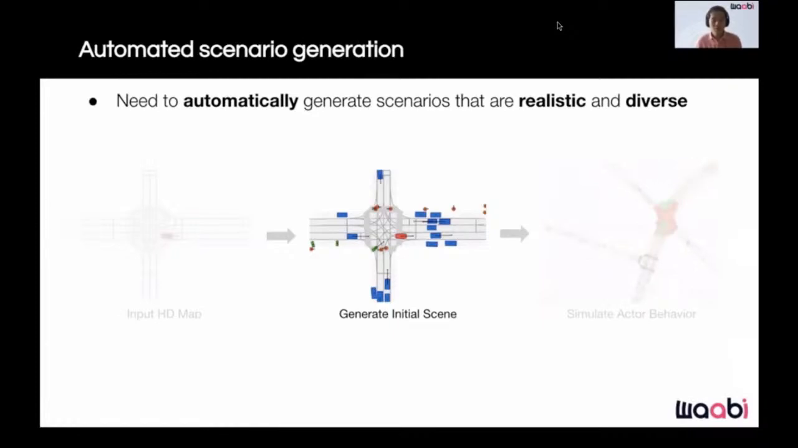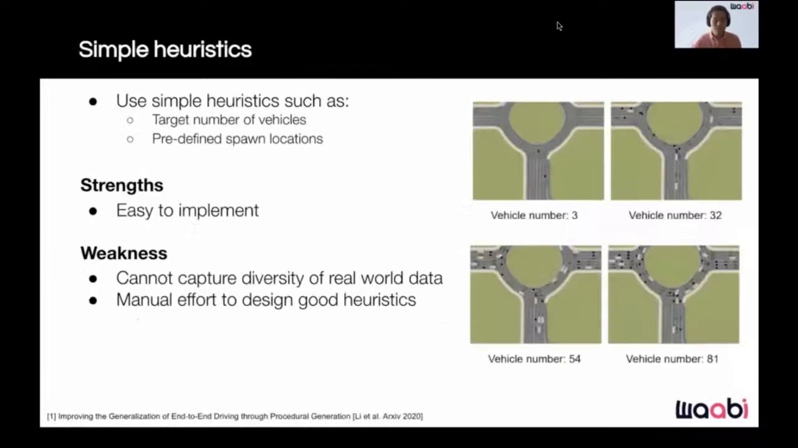So let's get started. A very simple approach to initial scene generation is to use simple heuristics. For example, we can specify how many vehicles we want and then place those vehicles at predefined spawn locations. Although easy to implement, this approach is far too simple to capture the diversity of real-world data. Furthermore, it can be difficult to design good heuristics that generate realistic traffic scenes.